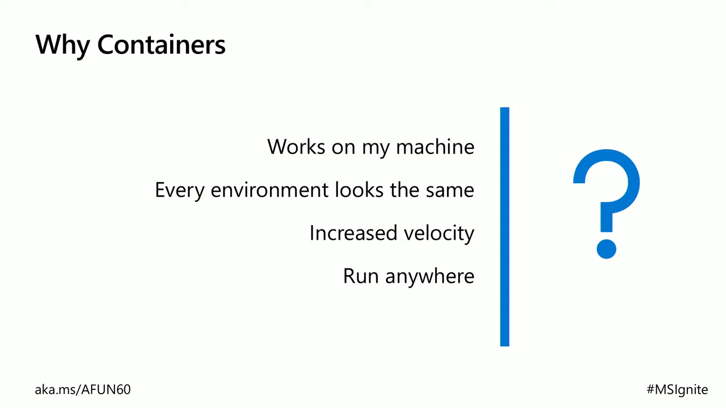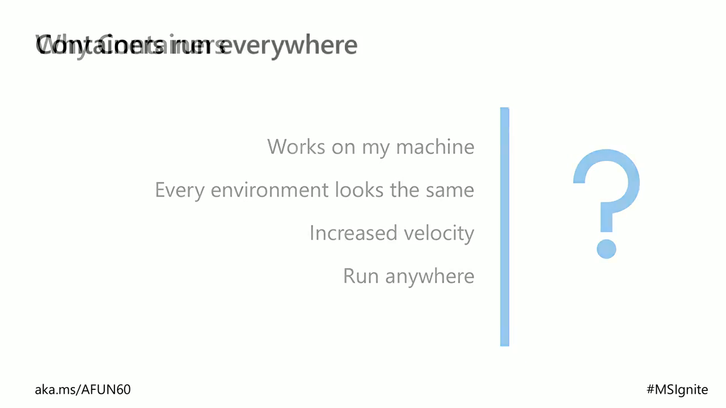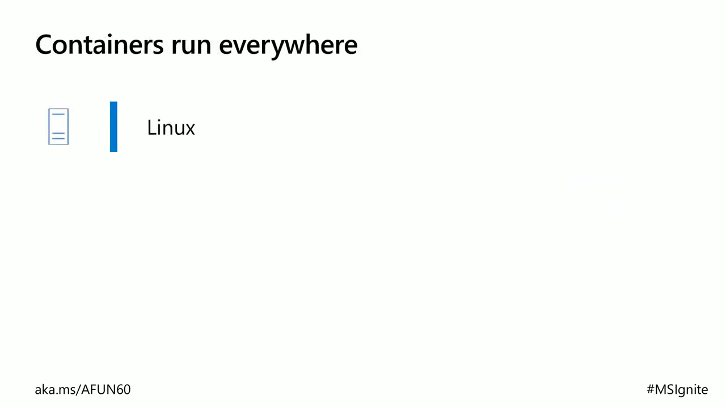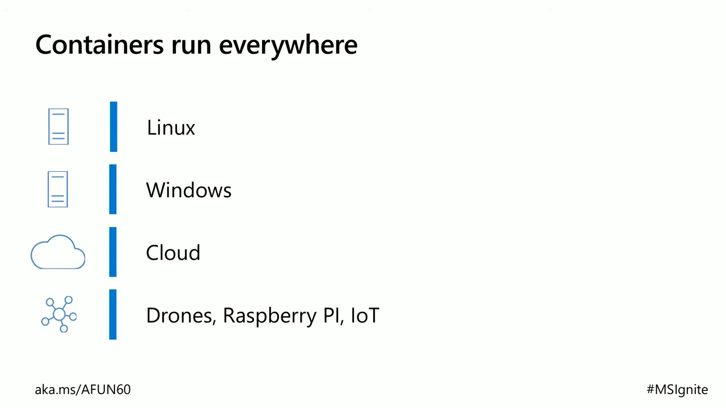Also, they run anywhere. If you've seen many of the talks either before this event or at other events, we know that containers obviously run on Linux. That's where this whole story started. We now have Windows containers. Obviously, they run in the cloud. That's why we're all here. But they also run on drones, Raspberry Pi, and IoT devices. Containers ease the development and deployment of applications. Windows, Mac, Linux, data centers, cloud, and as I mentioned, even drones.